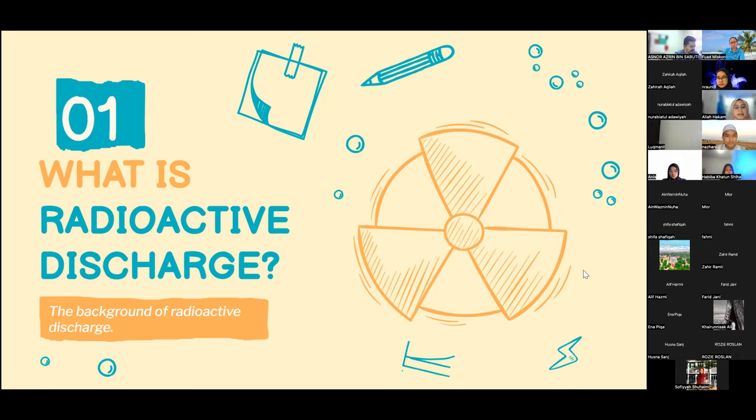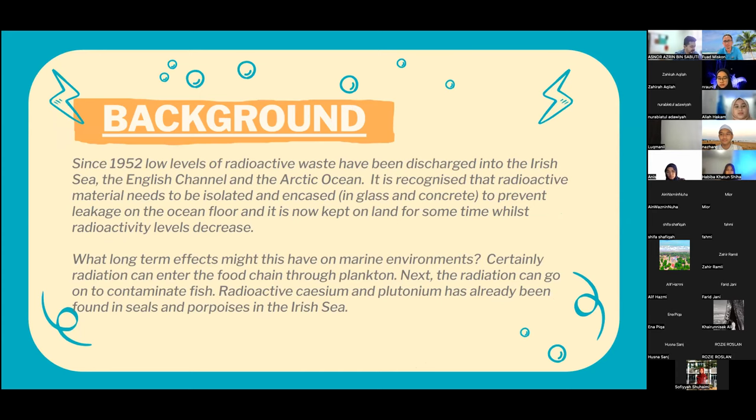Here is a little bit of explanation of the background of radioactive discharge. Since 1952, low levels of radioactive waste have been discharged into the Irish Sea, the English Channel, and the Arctic Ocean. It is recognized that radioactive material needs to be isolated and encased, whether in glass or concrete, to prevent leakage on the ocean floor. It is now kept on land for some time whilst radioactivity levels decrease.